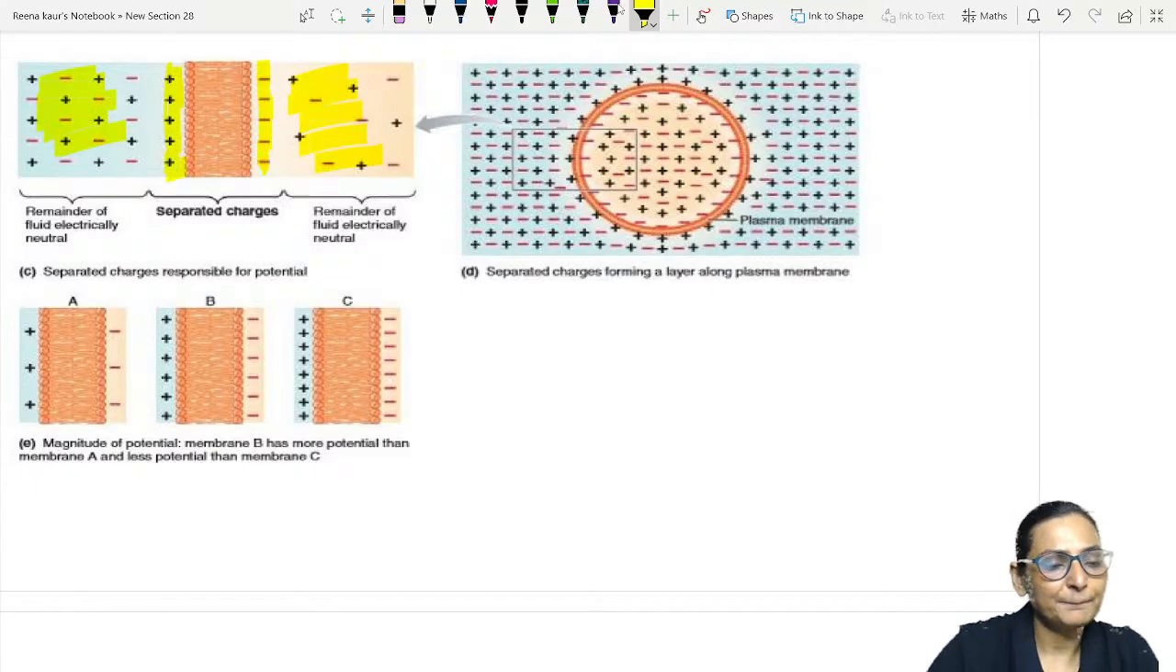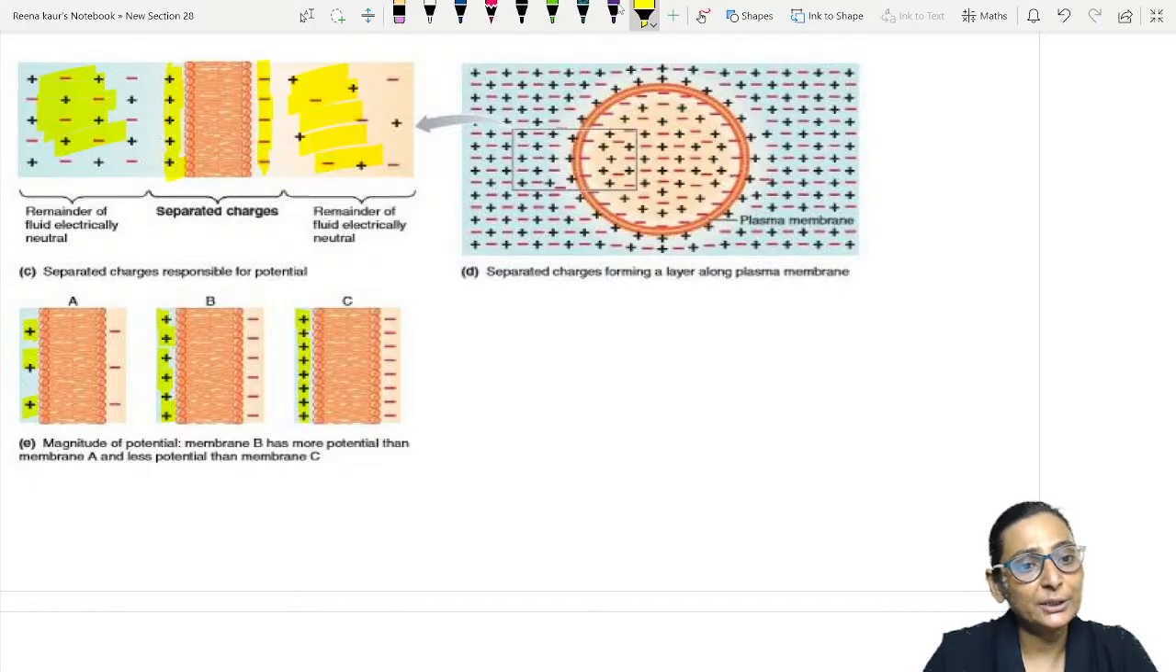Another interesting thing: how many unbalanced ions are there in A? 3. In B, 1, 2, 3, 4, 5, 6. And in C, 1, 2, 3, 4, 5, 6, 7, 8. That means the magnitude of the resting membrane potential will be maximum in C. The more unbalanced ions there are, the more the solution is not electrically neutral, and then the magnitude of the resting membrane potential there will be greater, right?